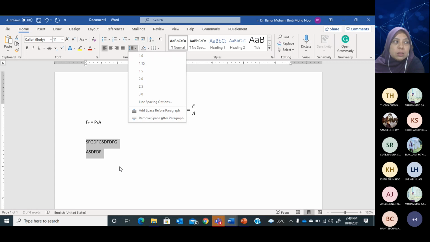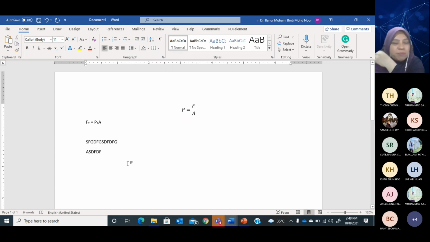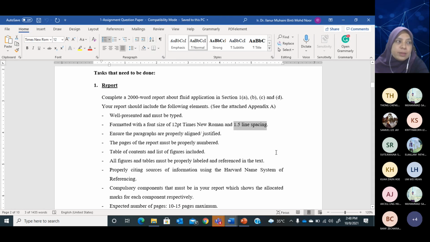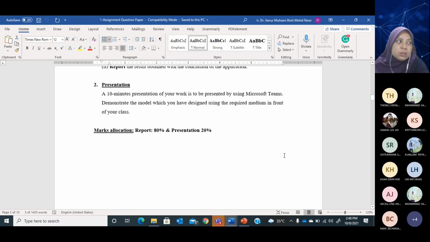Okay. So this simple thing, sometimes the marker will minus marks. So unnecessarily you will lose your marks for what, right? Don't do that.